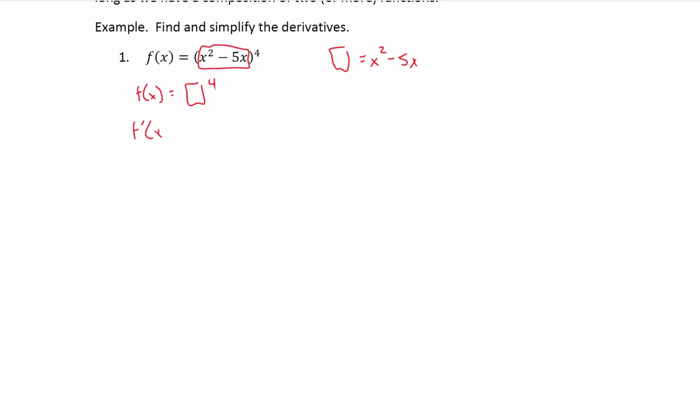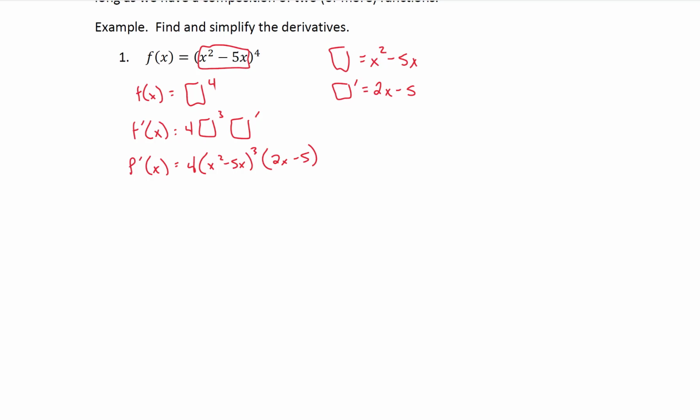So by the expanded power rule, f prime of x is equal to 4 blob to the third power times the derivative of the blob. So we need to find the derivative of the blob, which we know in this case, since blob is x squared minus 5x, then blob prime, or the derivative of the blob, is just 2x minus 5. So now we can just substitute into our formula for the derivative. So f prime of x then is going to be 4 blob, which was x squared minus 5x, to the third power times the derivative of the blob, so times 2x minus 5. And now we need to just simplify this and clean it up.